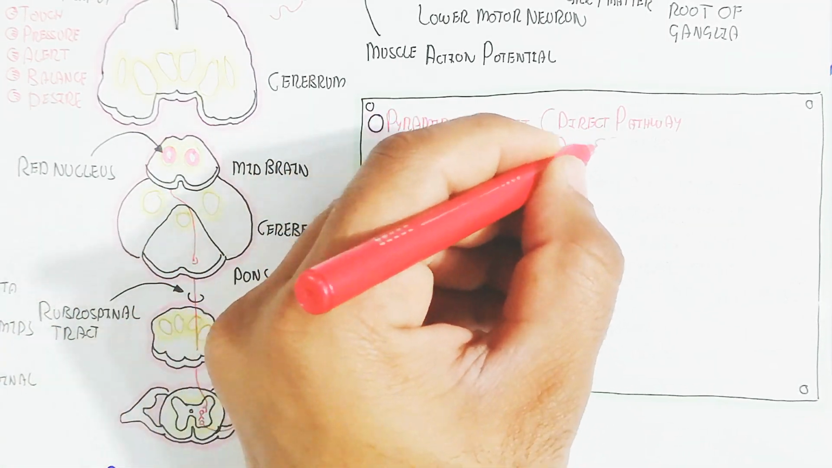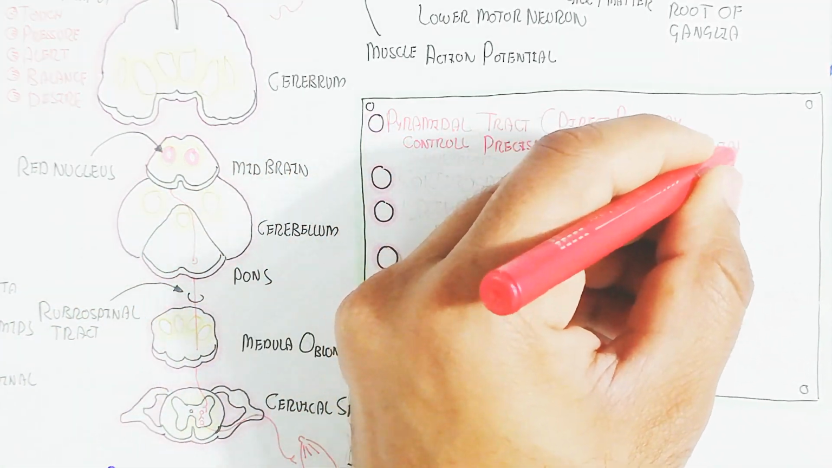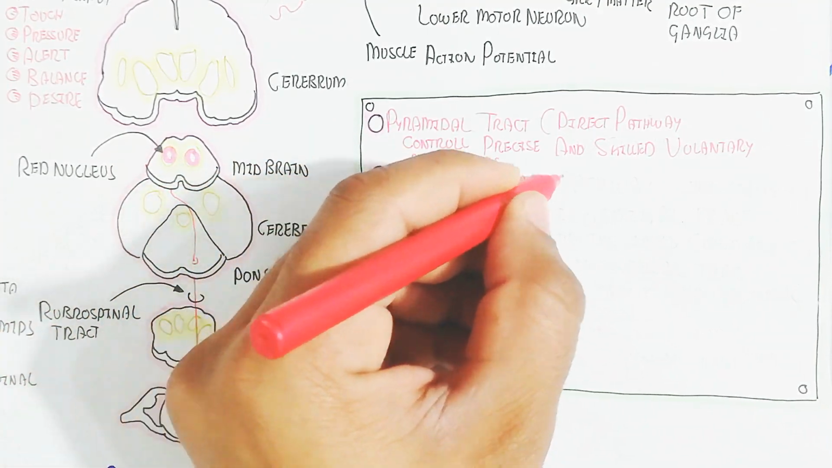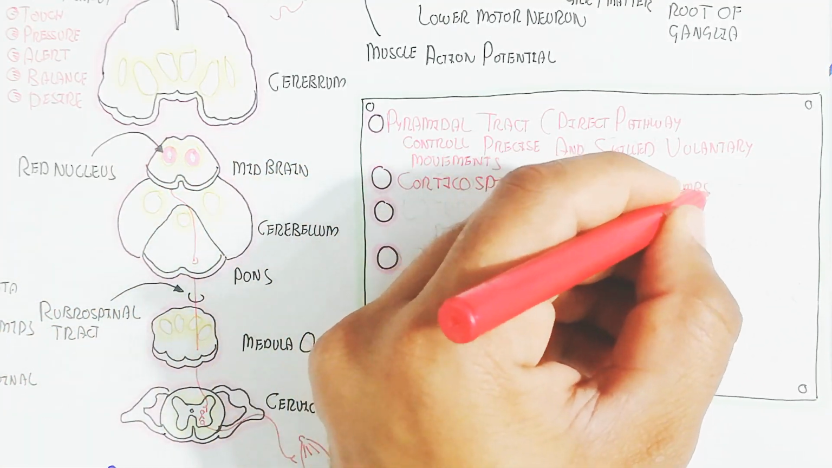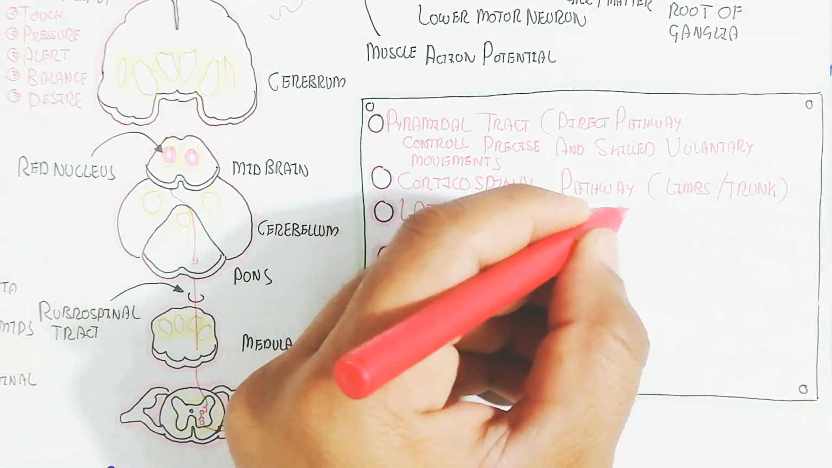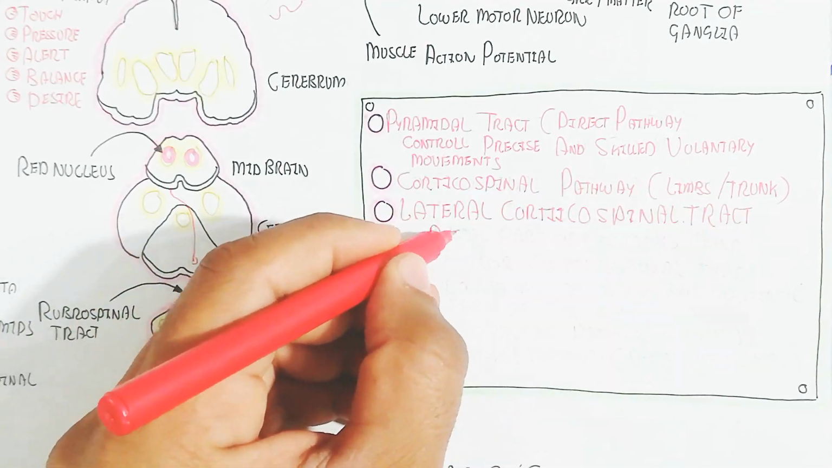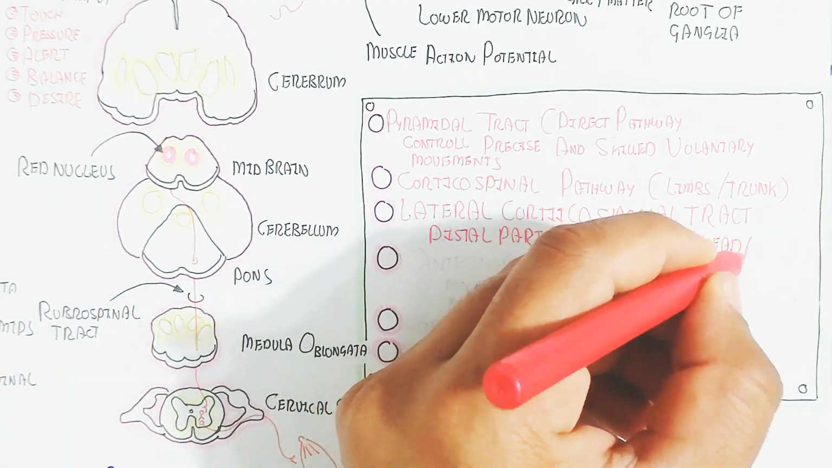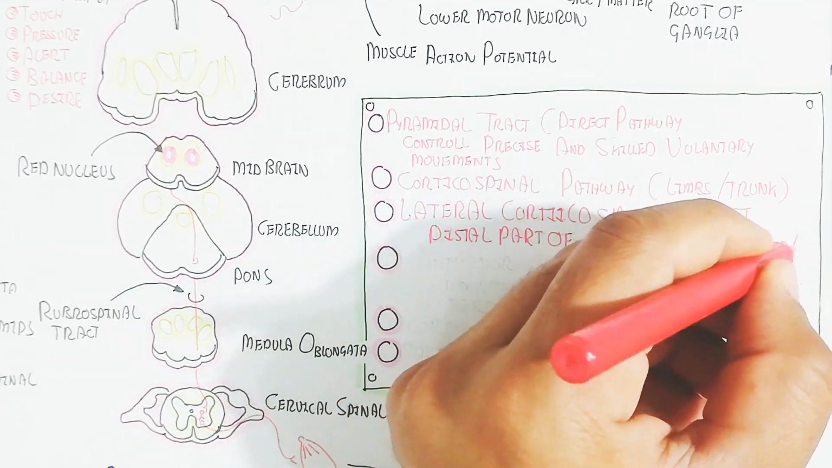So anyhow, in this video, we have discussed the upper and lower motor neuron reflexes. We will understand in the next videos the pyramidal tract, the direct pathway, which controls precise and skilled voluntary movement. This is the pyramidal tract and the corticospinal pathway, where we have discussed limb and trunk movement.